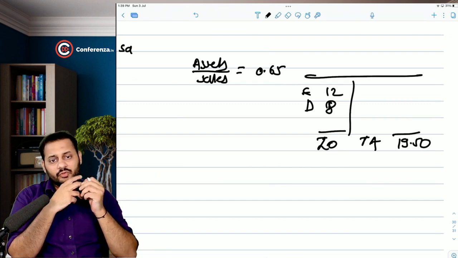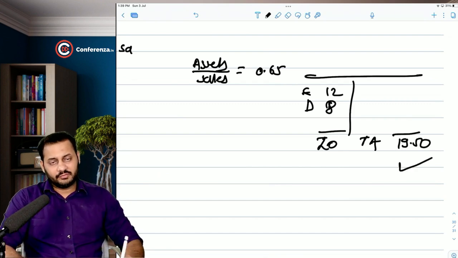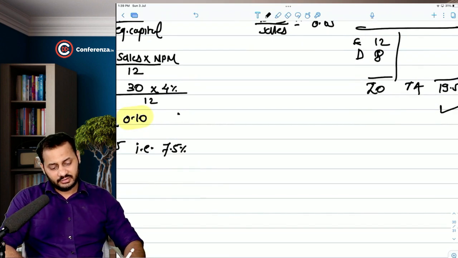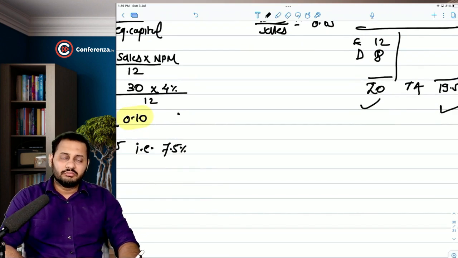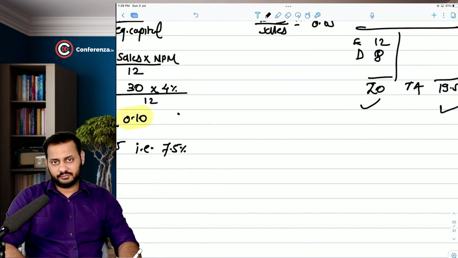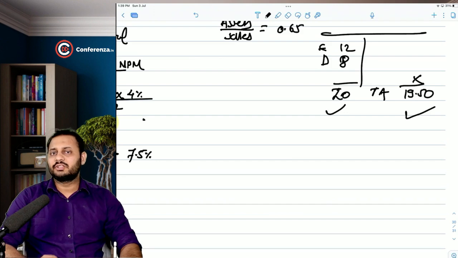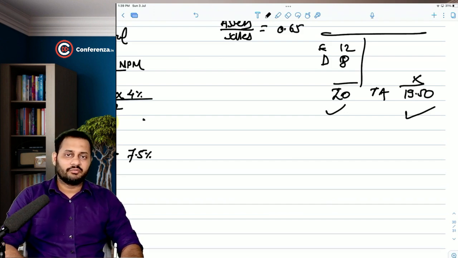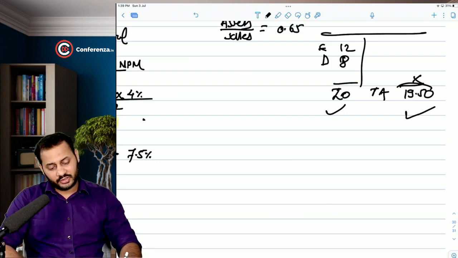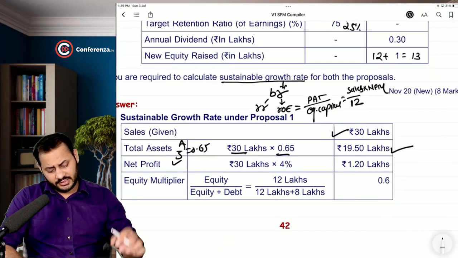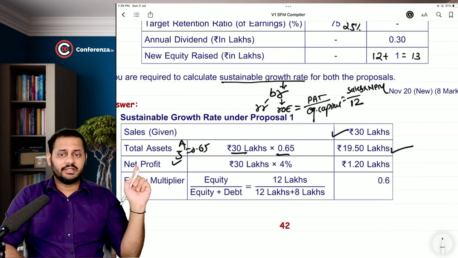So if we have to consider 19.5, the answer will change. In this answer, we considered 20 lakh as the capital, which is required. I don't think this has to be considered. First of all, there is no need to. But then they considered total assets as 19.5. Even though they considered 19.5 as total assets, they calculated the net profit as 1.20 lakhs.